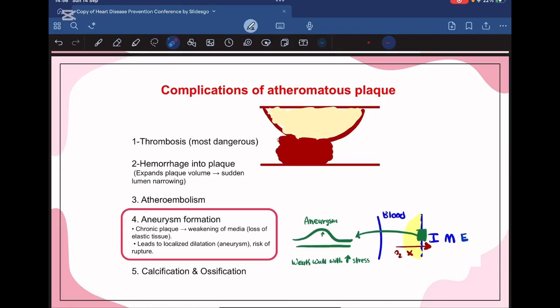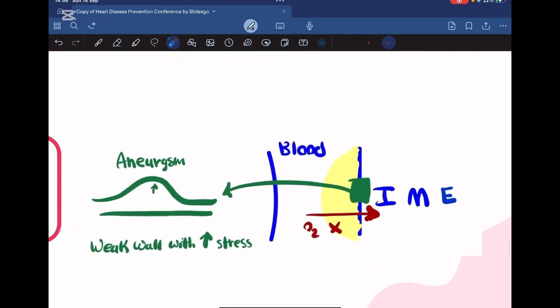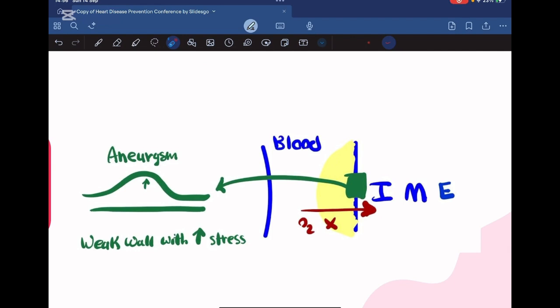Aneurysm formation, this is very important. And I also have a very modest drawing here. Okay, so what is an aneurysm? Basically, let's understand this from the drawing. Here I have the tunica intima, media and externa. Okay, these are the three layers of the blood vessel. So basically, here I have the atheromatous plaque. Imagine that because of this atheromatous plaque, the O2 will already not be able to diffuse to the media, plus the media will get recruited to make smooth muscle for the fibrous cap.